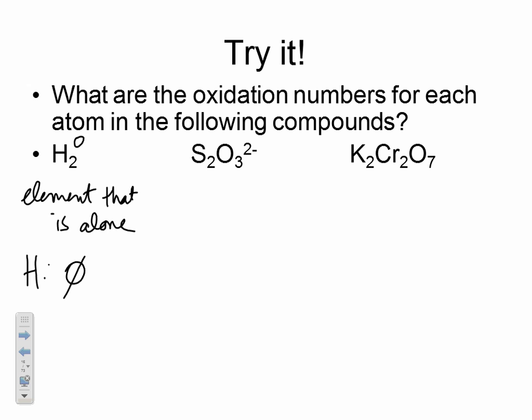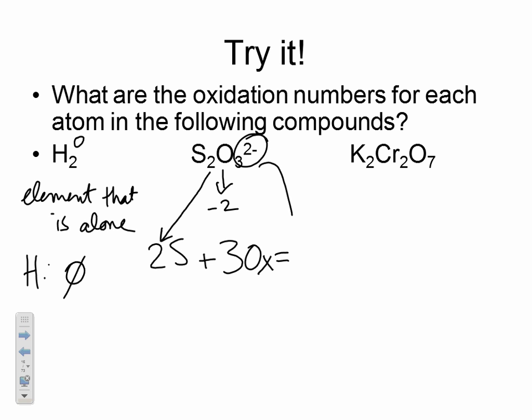In the next one, I have S2O3 2-. Which of these do I have a rule for? Well, I have a rule for oxygen. I know that oxygen is usually -2, but I don't have a rule for sulfur. So I'm going to use that final rule to figure out the charge on the sulfur. So again, there are 2 sulfurs. I know that because of the subscript. 2 sulfurs plus 3 oxygens has to equal the overall charge on the species. So 2 sulfurs plus 3 oxygens has to equal -2.